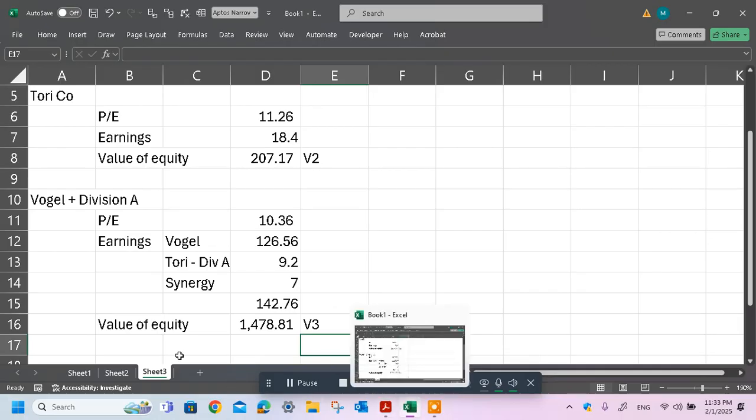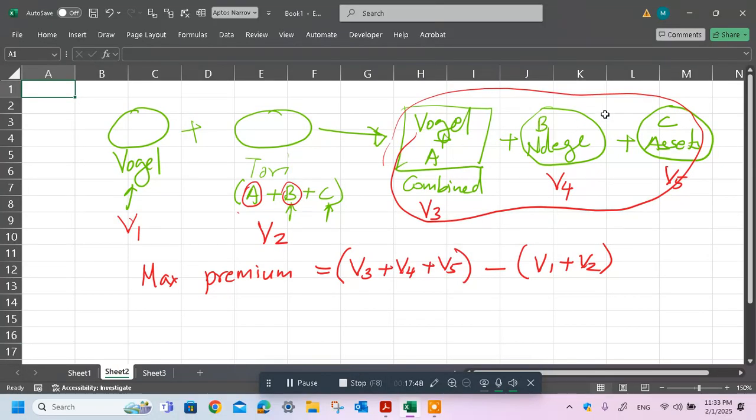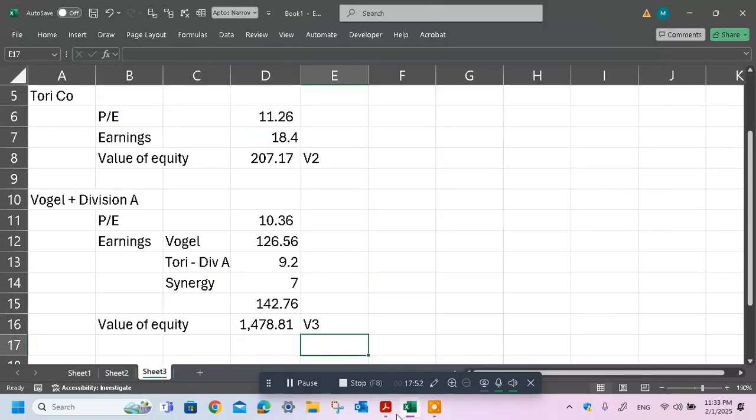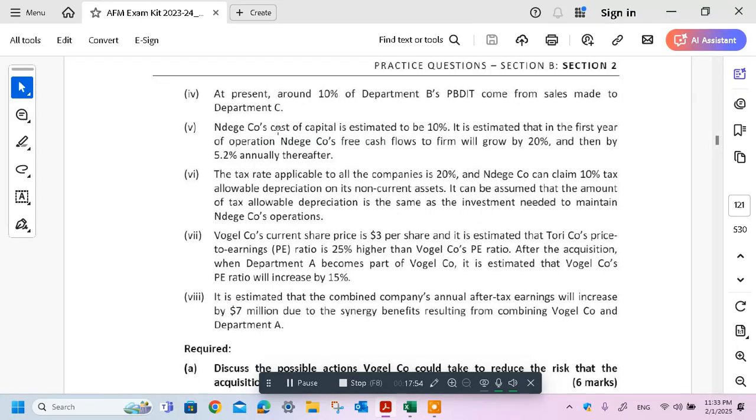Now the fourth one. What is the fourth one? This one, Dutch company. There you go. It is estimated that, look at this point, Dutch company's cost of capital is estimated to be 10%. It is estimated that in the first year of operation, Dutch company's free cash flows to firm will grow by 20%. Did you notice this point? Free cash flow to firm.